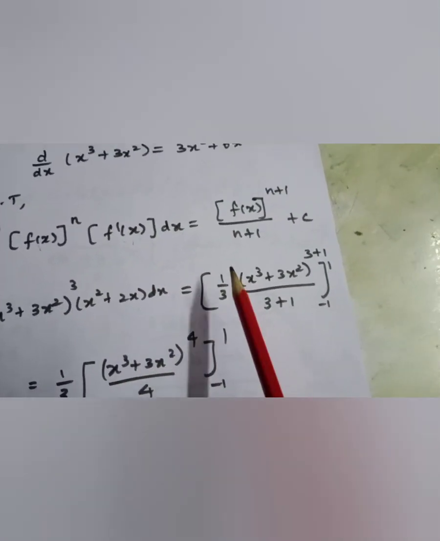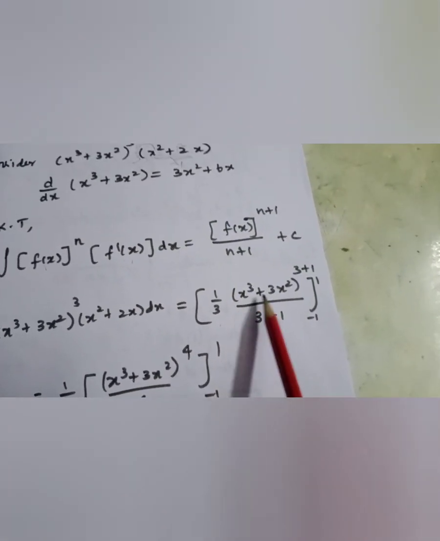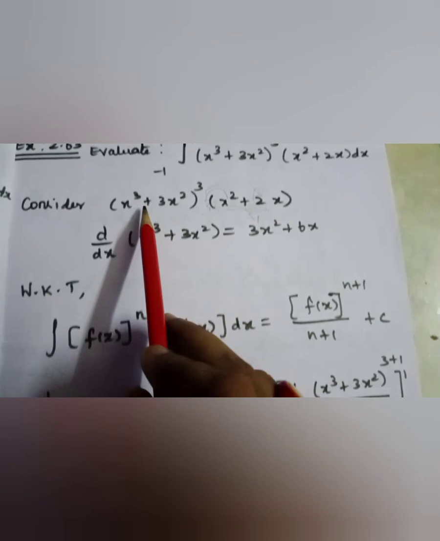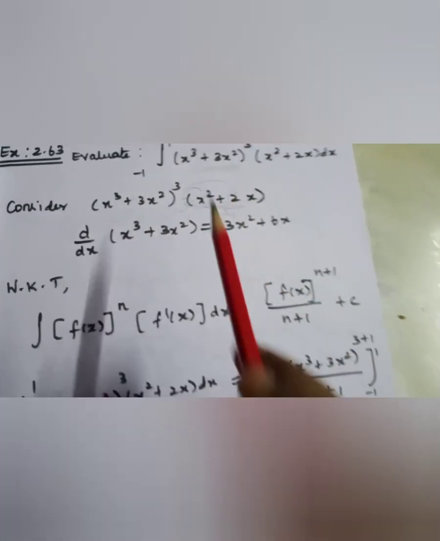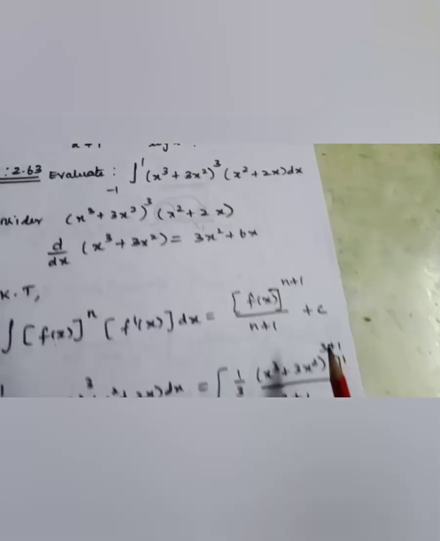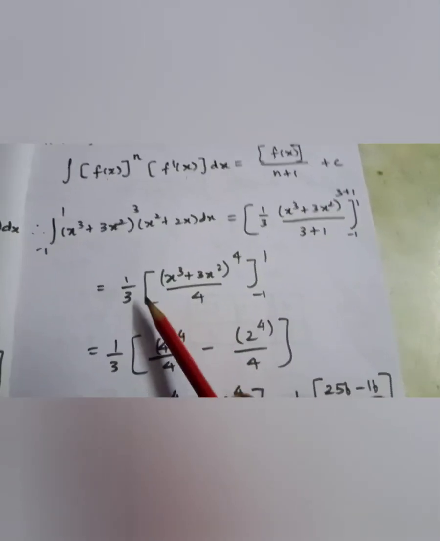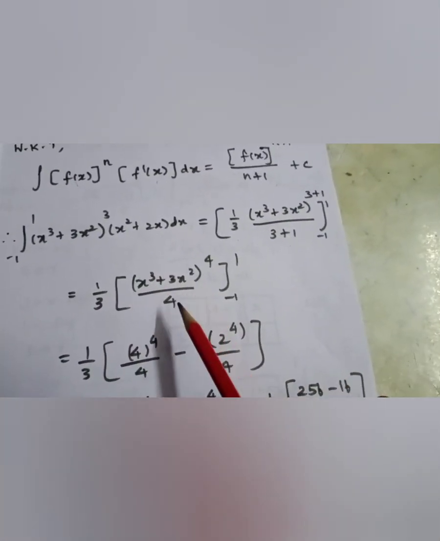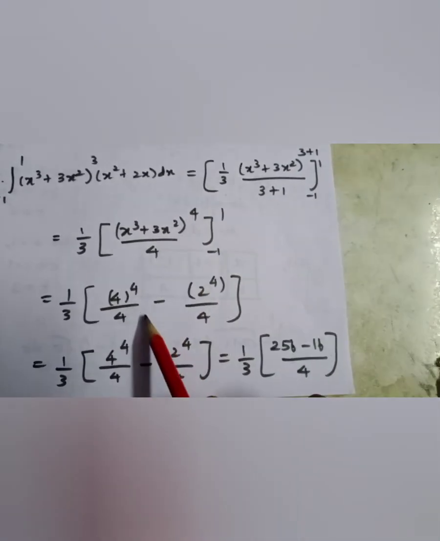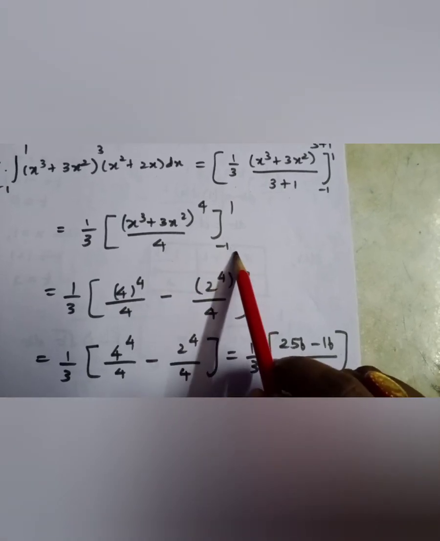So I am using it as 1 by 3 into x cube plus 3x square, because the formula states that f of x the whole power n plus 1 by n plus 1. So this is my f of x. What is my f of x? This is my f of x, x cube plus 3x square, the whole power n is here 3. So 3 plus 1 by 3 plus 1, that is 1 by 3 into (x cube plus 3x square) the whole power 4 by 4. Now apply the limits, that is minus 1 to 1. First upper limit and then lower limit.